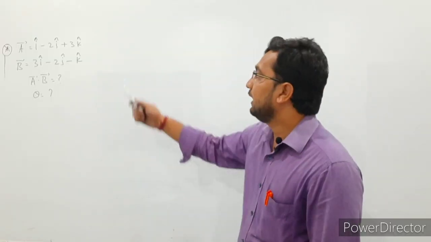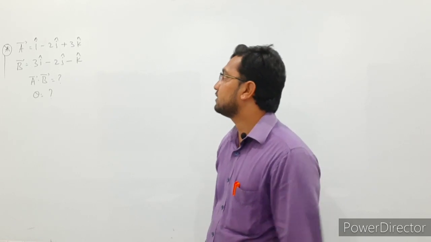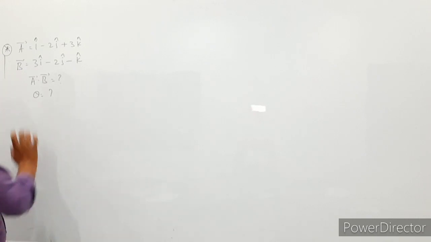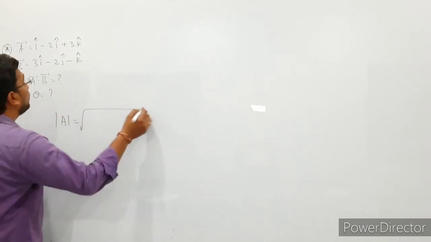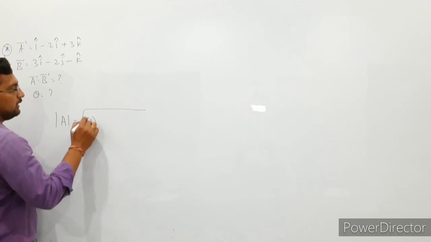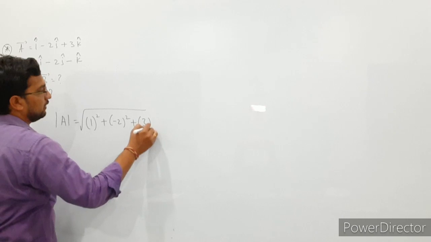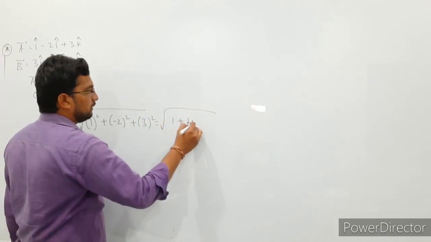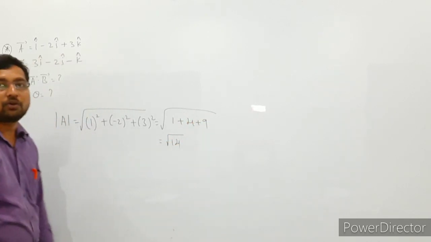The next problem: a vector is equal to i minus 2j plus 3k and b is equal to 3i minus 2j minus k. Find out the dot product of these two vectors and find the angle between them. Okay, see, at first we are going to find the magnitude of a. That is under root of 1 square plus minus 2 whole square plus 3 whole square. So 1 square is 1, plus 4, plus 9. So this is equal to under root 14.